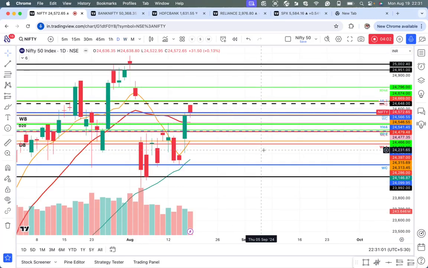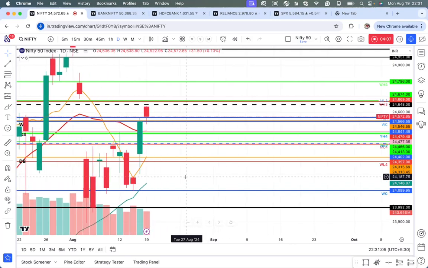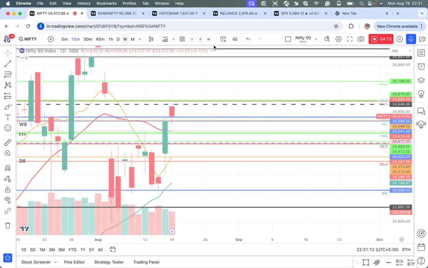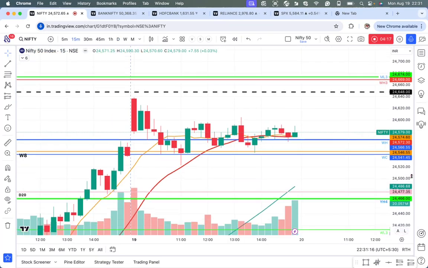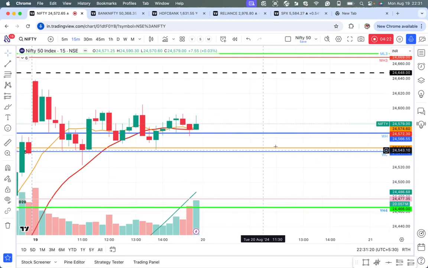On the daily chart, we see that the market has closed above the 20 bar, 8 bar, and 50 bar. So definitely in an uptrend. And on the 15-minute chart, today the market almost consolidated and closed above the 20 and 8 bar. So all indicators show that the market is in an uptrend.